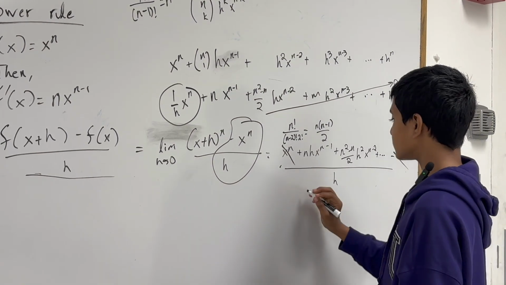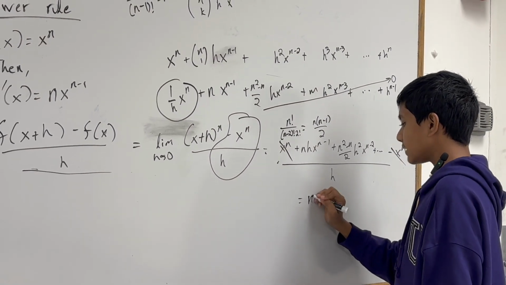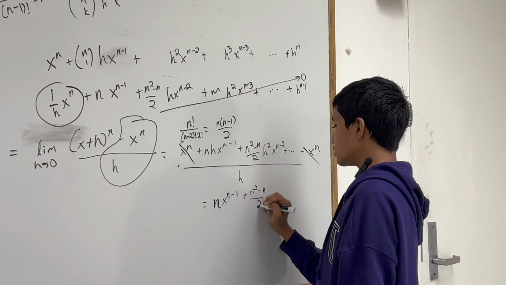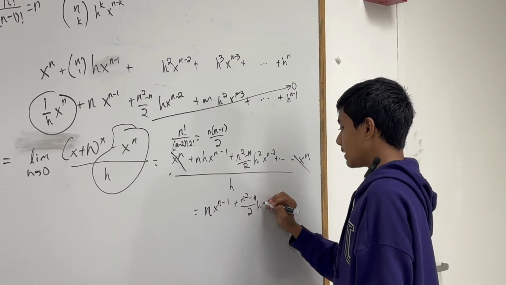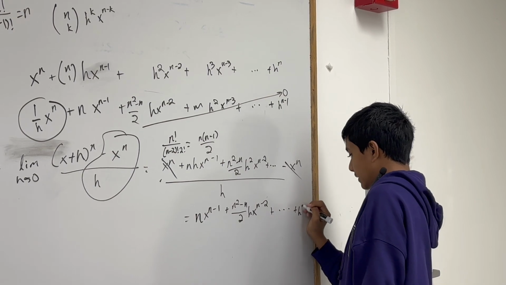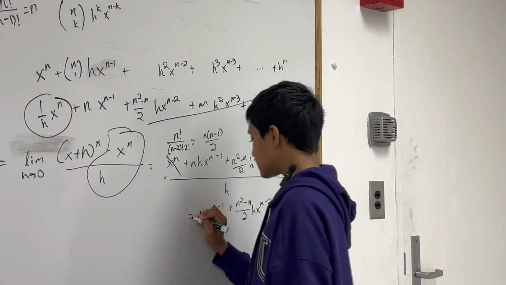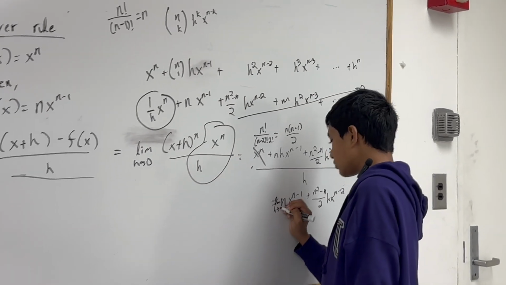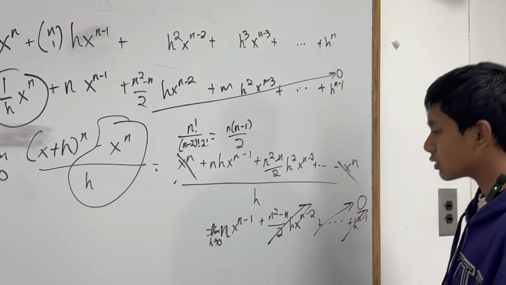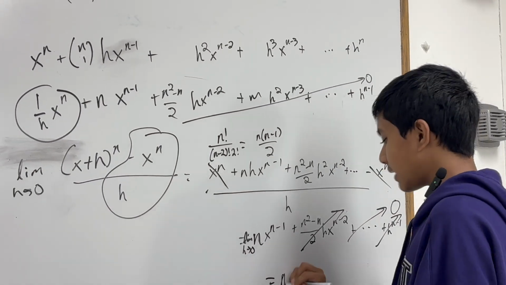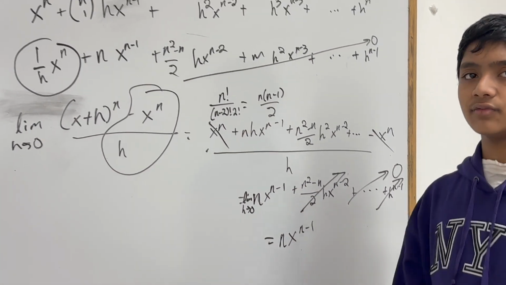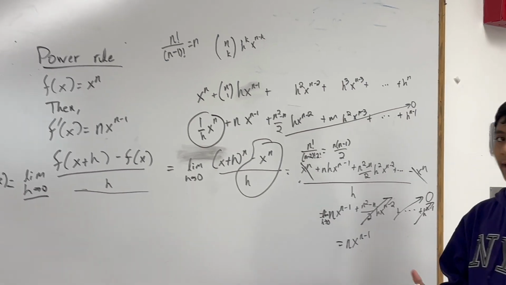Now these two cancel out and we get nx to the n minus 1 plus n squared minus n over 2 h x to the n minus 2 plus dot dot dot plus h to the n minus 1. And obviously, since we're taking the limit as h approaches 0, any term containing h, as we plug in and chug, will also go to 0, meaning that our answer is just nx to the n minus 1, which, since it doesn't contain the variable h within it, is correct.